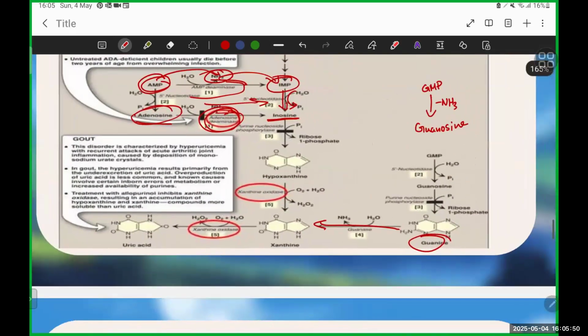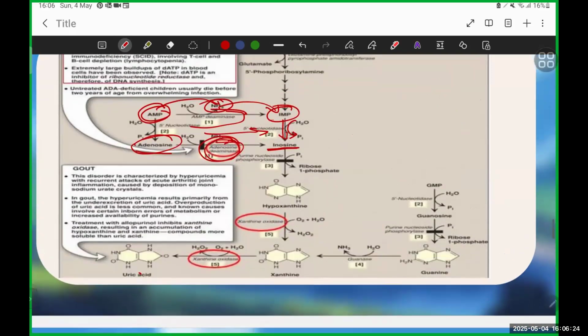for both ways, for AMP turning into inosine and for guanine turning into xanthine, after you're done, both ways, for inosine turning to uric acid and for guanine turning to uric acid, you need an enzyme called xanthine oxidase. All right. Now xanthine oxidase over here is going to turn hypoxanthine to xanthine, and then xanthine again, xanthine oxidase, to uric acid. Let me just do this one again.